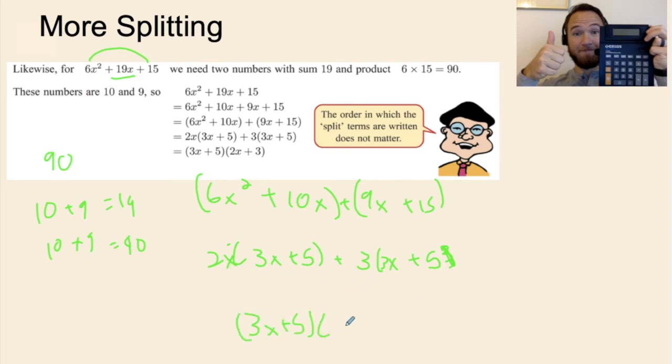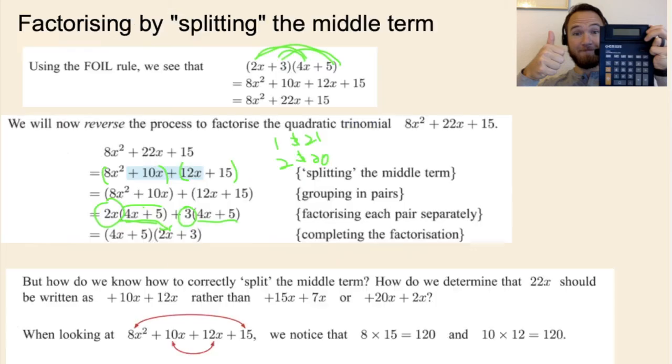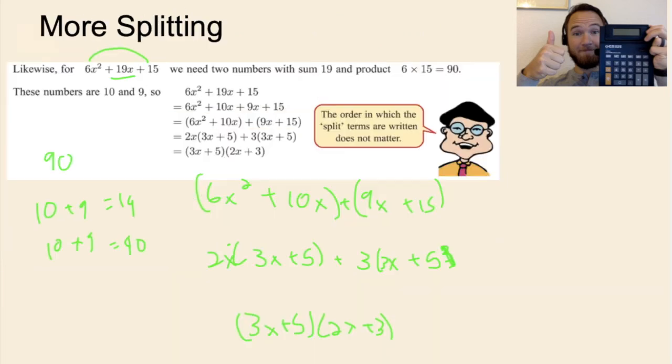And we're left with a 2x plus 3. Now, you might be wondering, hey, how did you know to put the 10 first and then the 9? Is it always the bigger number first? Well, no, it's not always the bigger number first, because on this one, we did the smaller number first. In fact, it doesn't matter which one we do first.